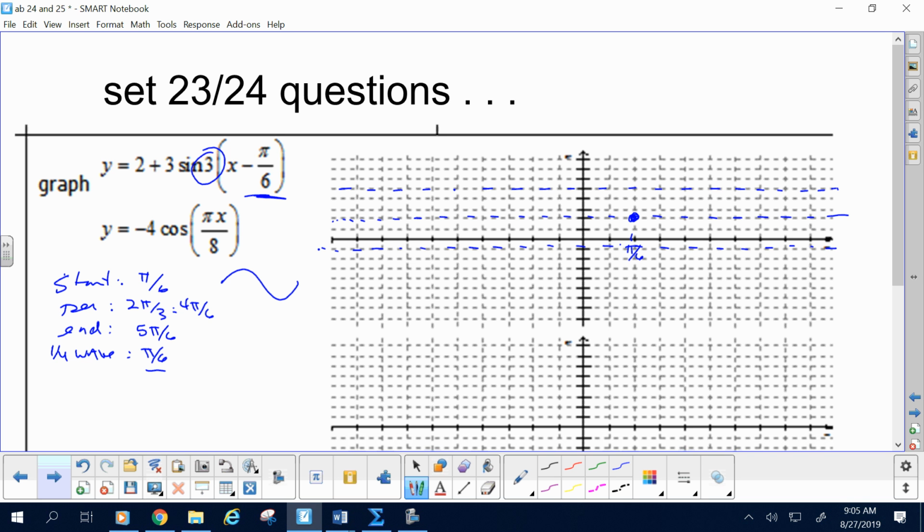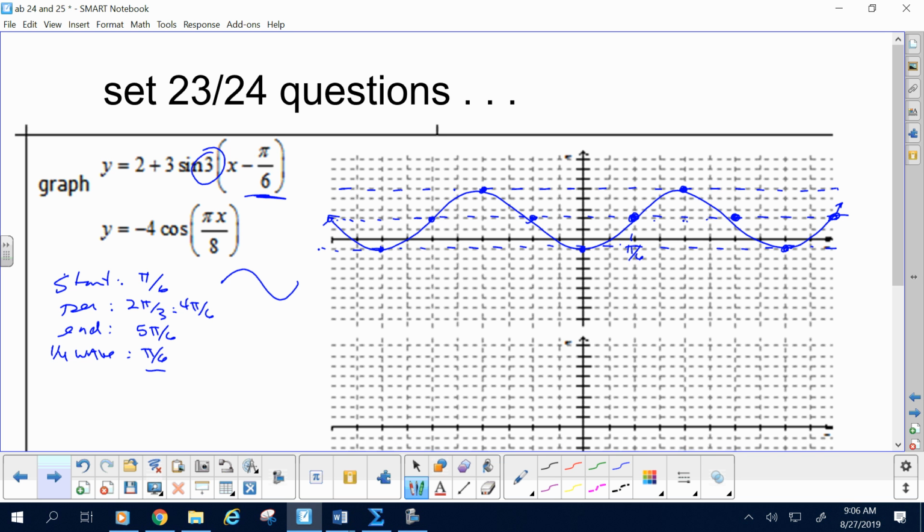Now based on my scale, I have every 2 boxes as every quarter wave. So quarter wave, 2 boxes, I'm at the max. 2 boxes, I'm at the middle. 2 boxes min, 2 boxes middle. Going backwards, I could also go 2 boxes. That would take me back down to the min. 2 boxes middle, 2 boxes max, 2 boxes middle, 2 boxes min, ending at 2 boxes middle. Boom. So besides a shifted positive sine wave, what else could this be?